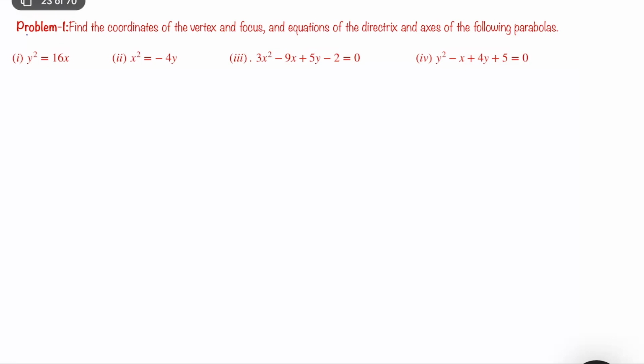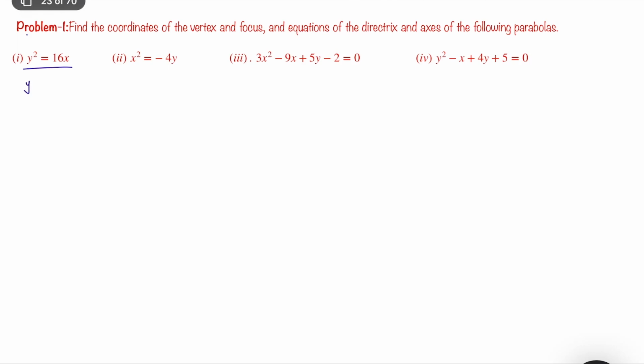Okay. Now let us do problems. Problem 1. Find the coordinates of the vertex and focus and the equations of the directrix and axis of the following parabolas. The first one is y square equal to 16x. This is one of the standard equations of the parabola.